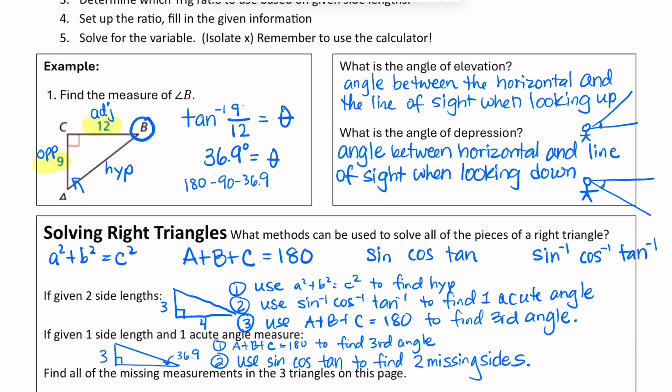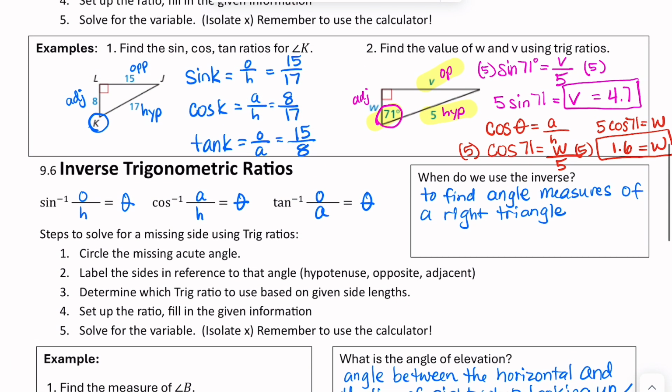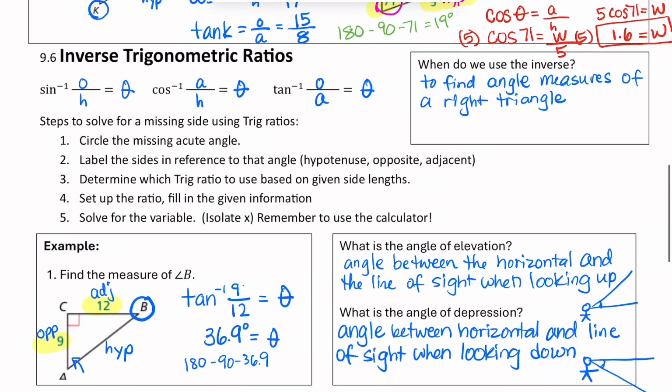So if we were to go back to some of these other questions we did, we could use these methods to help us find all three pieces of information. For example, in number 2 here, we already found the two sides, V and W, but we could go back and find this third angle by simply doing 180 minus 90 minus 71. That equals 19. So the other angle is going to be 19 degrees, and then we found all the missing parts.